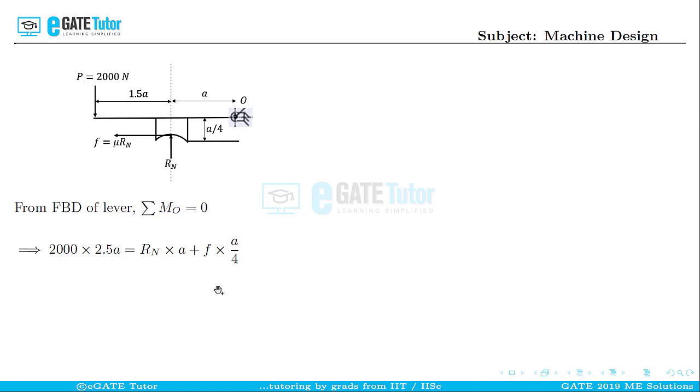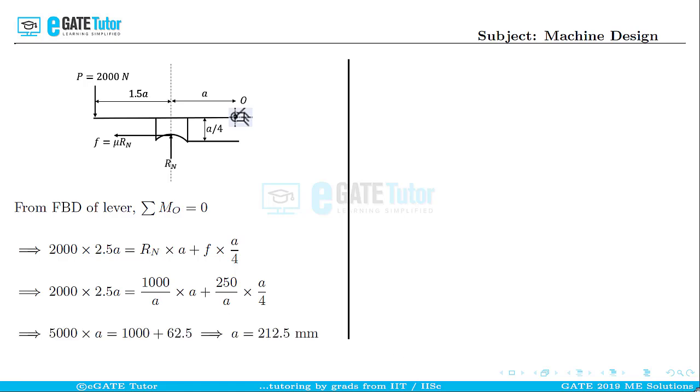Since we have Rn equal to 1000 by A and friction force F equal to 250 by A, when we substitute these two values, the equation turns out this way. Now in this equation, it is to be noted that the only unknown is A. So simplifying this equation, we get A is equal to 212.5 mm.